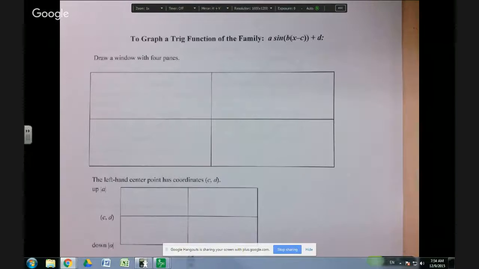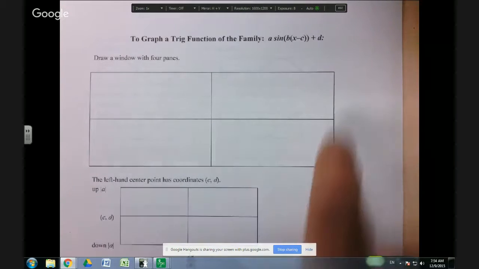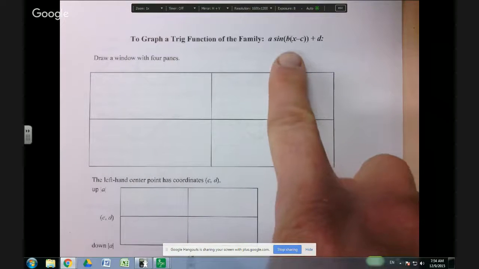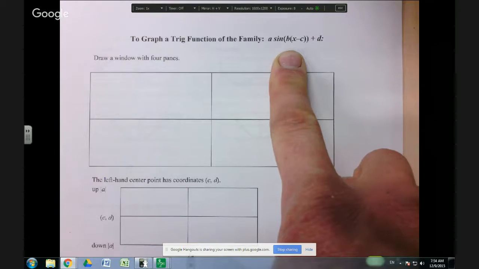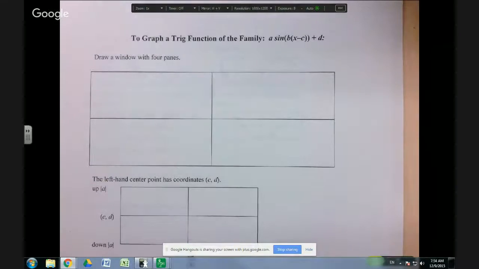We're going to graph, fully graph sine and cosine functions now. You can see, you guys don't have this page. That function right there, you can see how much is added to what we've already done. A sine b times x minus c plus d. So we're getting a full family of functions. Look at the sine and cosine functions now.